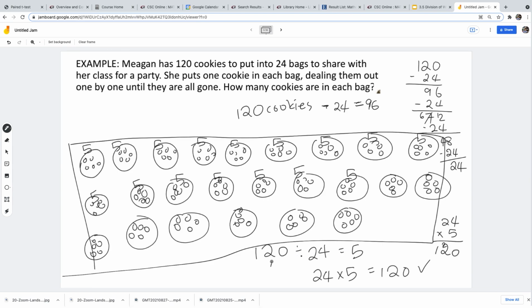So the number that is divided, we call that dividend. A number that is dividing, we call that divisor. And the answer, we call that quotient. If there is anything remaining, we call that the remainder, right? So we can have the relationship here.